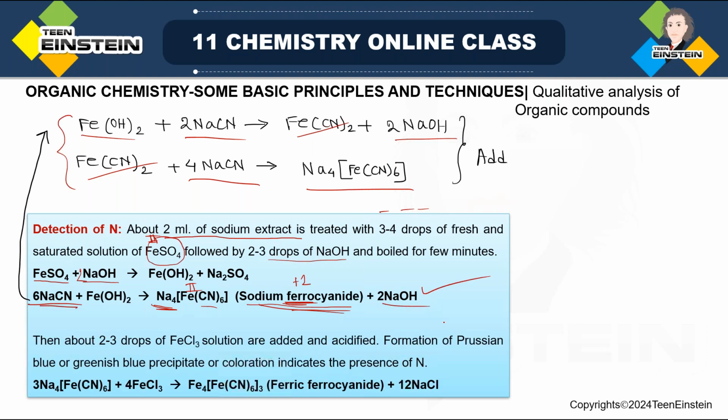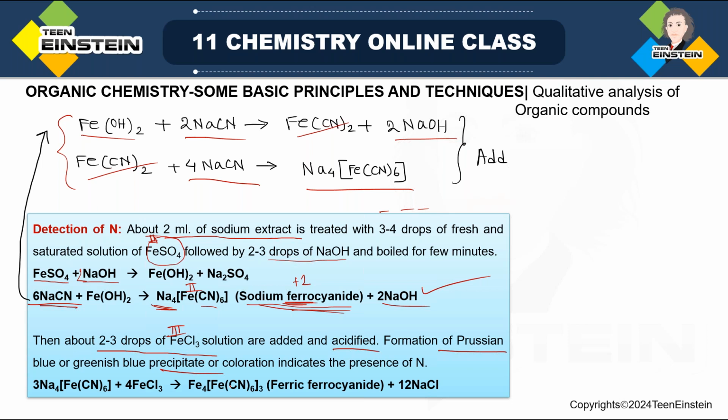Now what will happen? After formation of the sodium ferrocyanide, next we have to add 2 to 3 drops of ferric chloride solution. So this is having oxidation state +3. And not just ferric chloride solution you are adding, you also have to acidify it by hydrochloric acid. Next, once you do this, there will be formation of Prussian blue or greenish blue precipitate, or even if there is no precipitate, simply the coloration appearing, that may also happen.